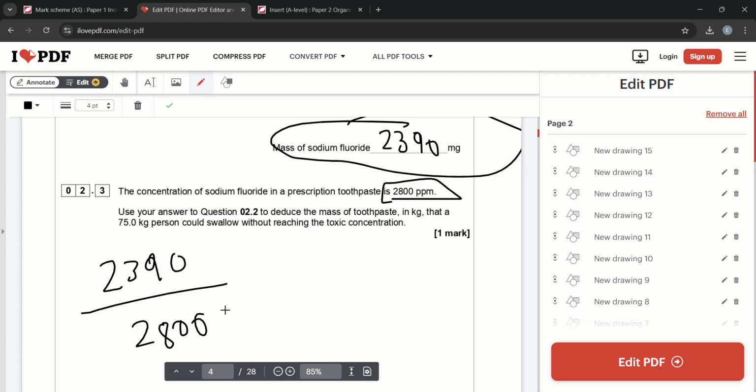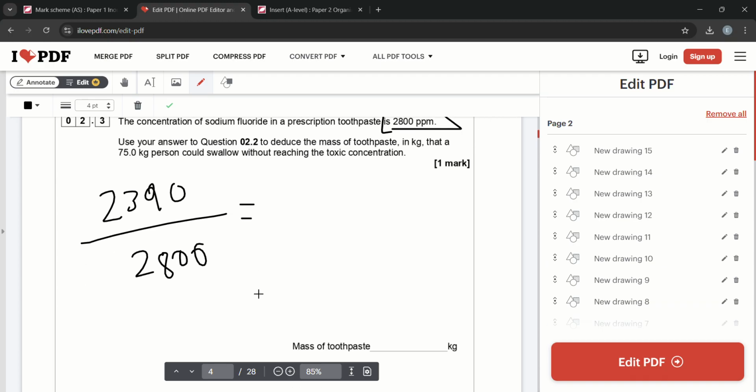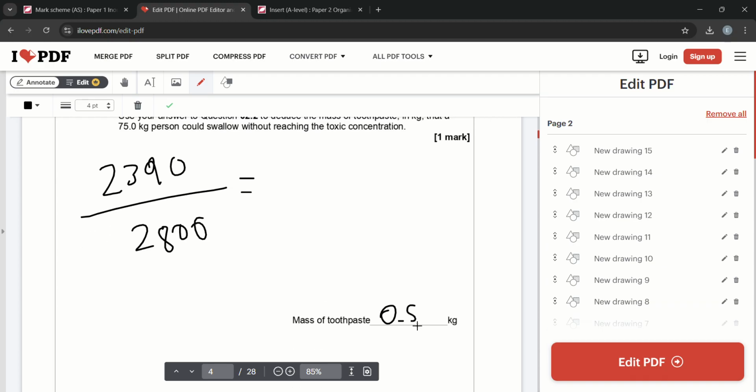2390 divided by 2800 is 0.854, which gives me 0.854 kg. I'll also write it here, because why not?